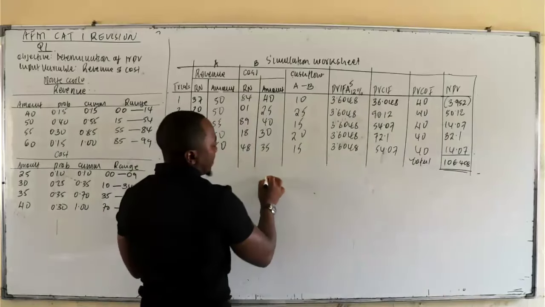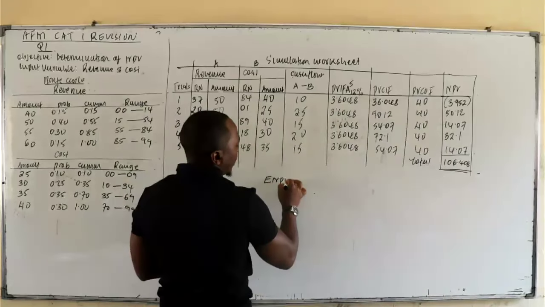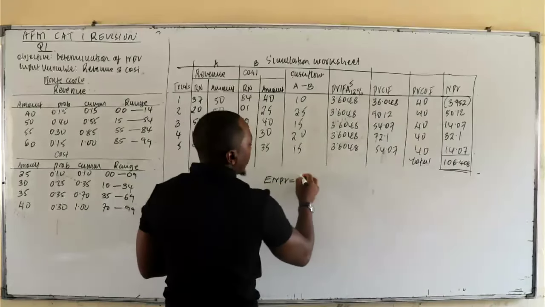Then you get the average. The average is what you call the expected NPV, whereby you take the total net present value and divide by the number of trials. The total NPV was 106.408, and we have conducted 5 trials. You get the average. How much will be the average? 0.28. You can take a screenshot.